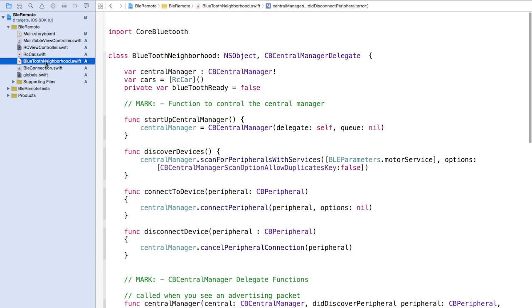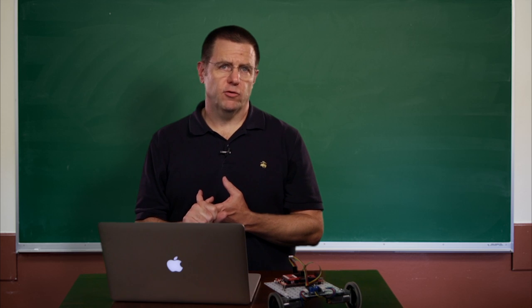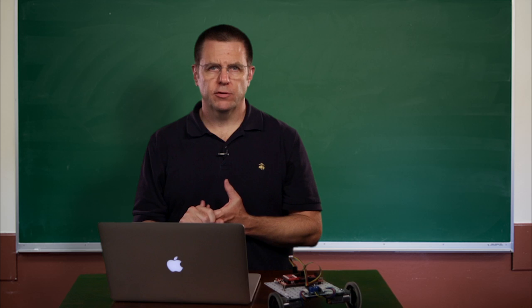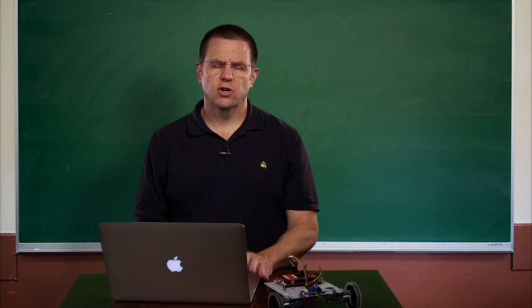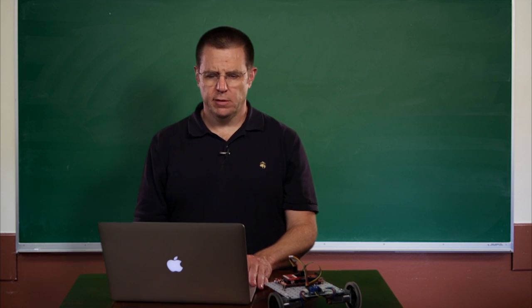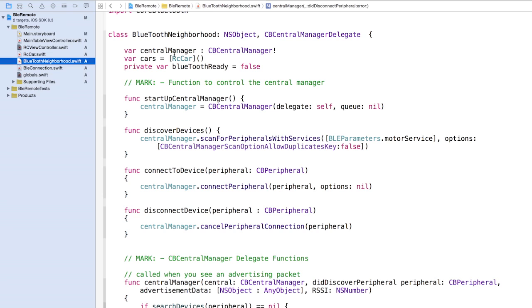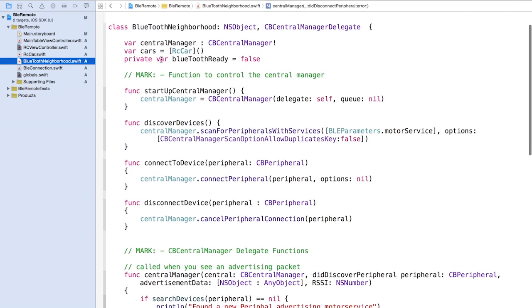Then earlier we went through the Bluetooth neighborhood. The Bluetooth neighborhood in this app works almost exactly the same as the previous one. This handles the CB Central Manager and making a connection to the car. The functions are almost exactly the same as we've seen in the past. This time, instead of just keeping track of one peripheral at a time, I have an array, and that array is called cars, and it just contains one entry per peripheral that matches the services.